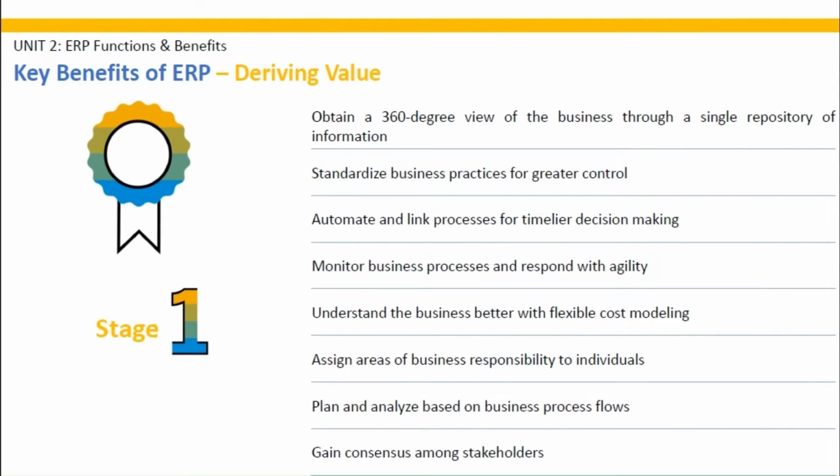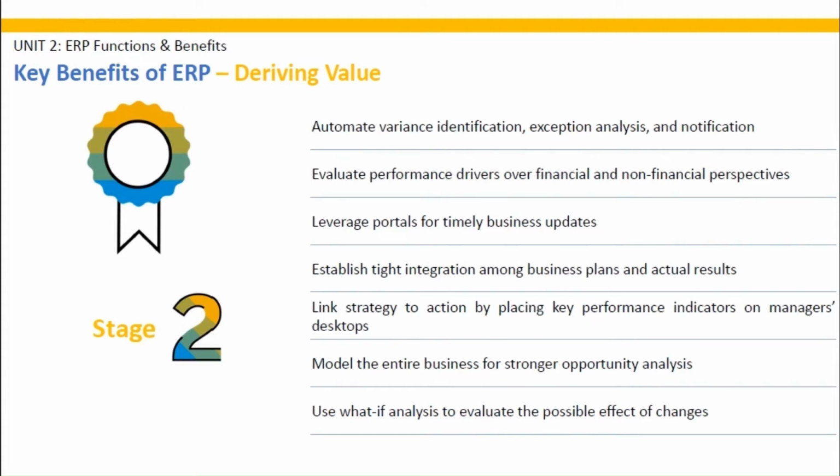Now the key benefits of ERP: deriving value, obtain a 360-degree view of the business through a single repository of information, standardize business practices for greater control, automate the process link for timely decision making, monitor business processes and respond with agility, understand the business better with flexible cost modeling, assign areas of business responsibility to individuals, plan and analyze based on business process flows, gain consensus among stakeholders. These are all the benefits of ERP.